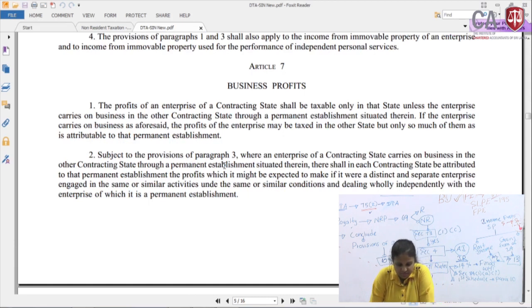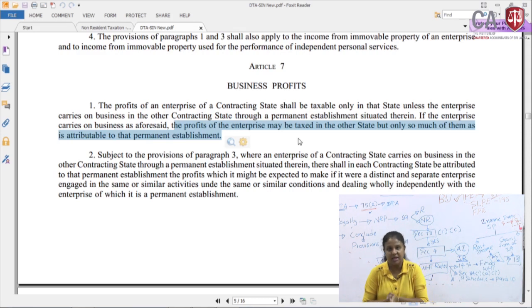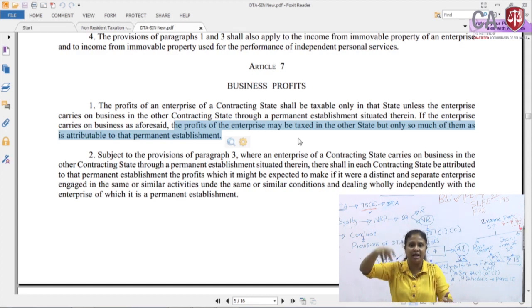The profit of an enterprise of a contracting state shall be taxed only in that state unless the enterprise carries on business in the other contracting state through a PE situated therein. If the enterprise carries on a business as aforesaid, the profit of the enterprise may be taxed in the other contracting state, but only so much of it as is attributable to the permanent establishment. See, the first paragraph is giving us the guidance that if there is business profit attributable to the permanent establishment, tax should be paid in that other contracting state.